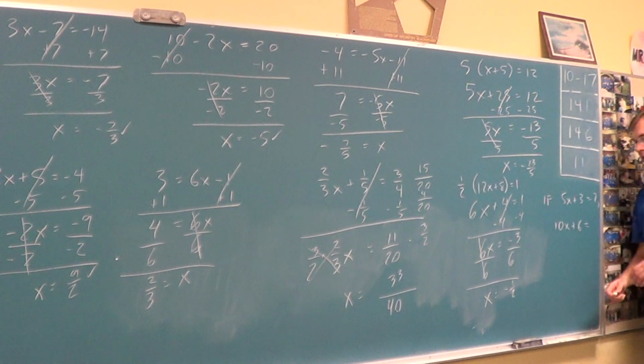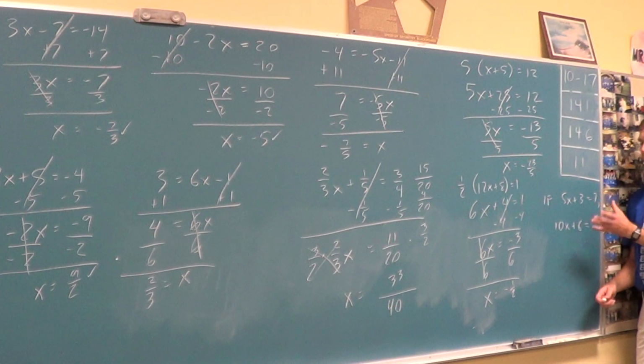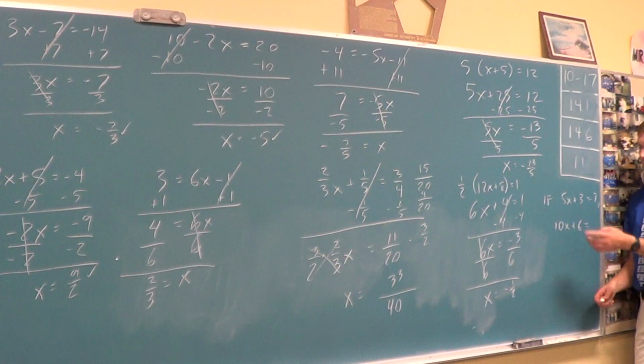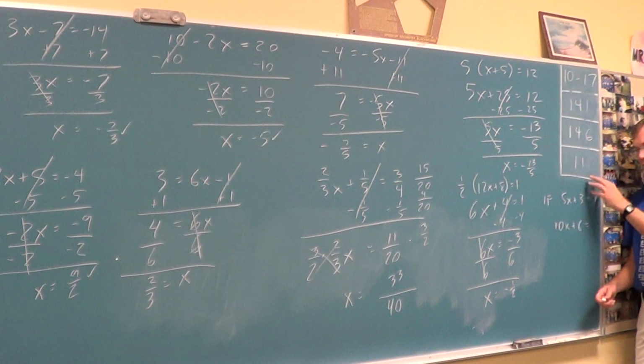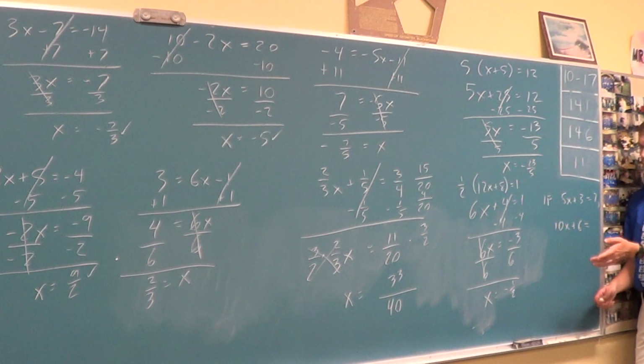And last thing of the day, there'd be 2 ways to do this problem. If you're more comfortable solving for x, you could do that. Do your opposites, figure out what x is, plug it in, 10 times that, add 6. That's going to be a long road. I would not encourage you to do that if you can figure out what they did.